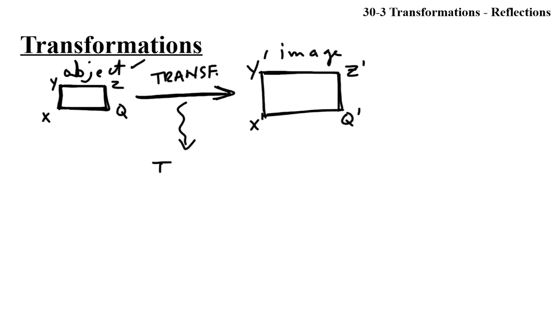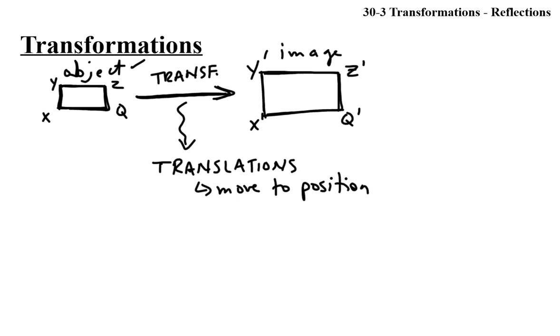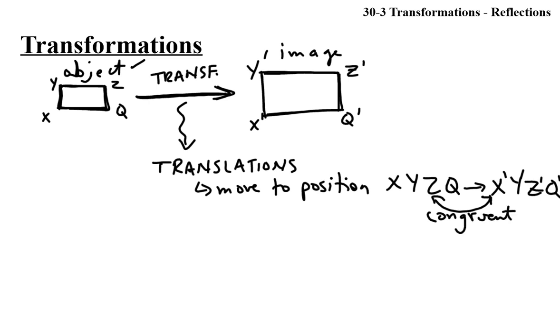What kind of transformations are there? Well, we started with translations, which, if you recall, is just to move to a new position. And what's important with that is our x, y, z, q, when it transforms to x prime, y prime, z prime, q prime, these two items in a translation are congruent. They don't change. They change where they are, but they don't change how they look.